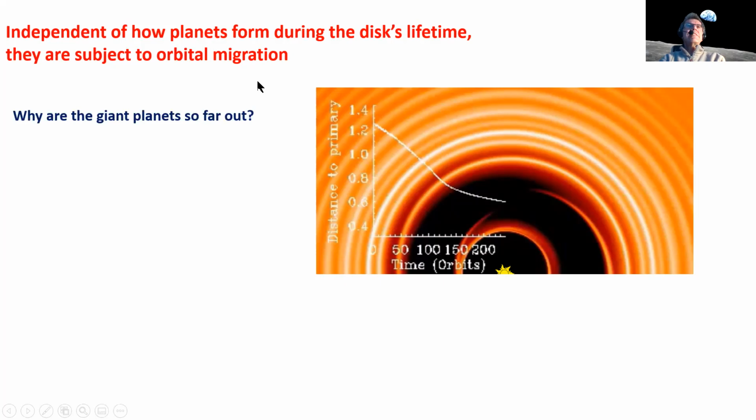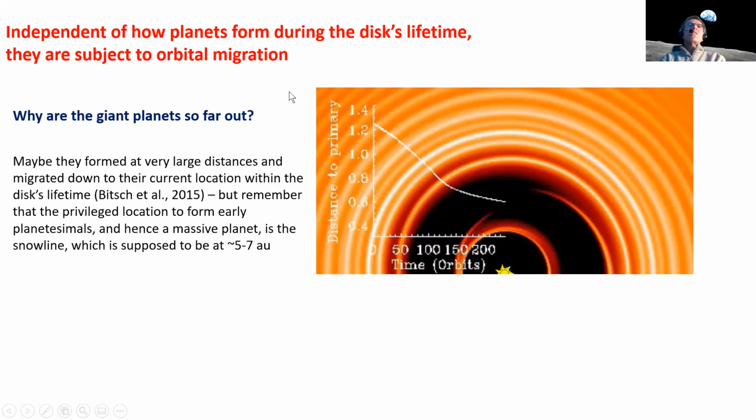So this raises a first question: how is it possible that our giant planets, which formed massive within the lifetime of the gas, are so far out? If they migrate towards the star, why is Jupiter at 5 AU, Saturn at 9, Uranus and Neptune even beyond? So a first-order solution is that maybe they started to form at a very large distance, 15, 20 AU, migrated down, and by the time the disk disappeared, they reached their current location.